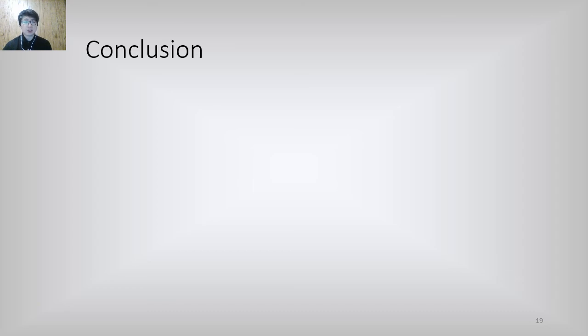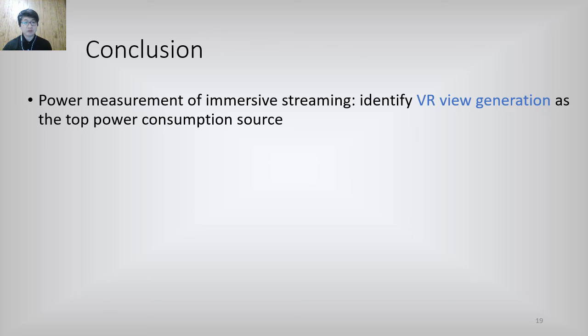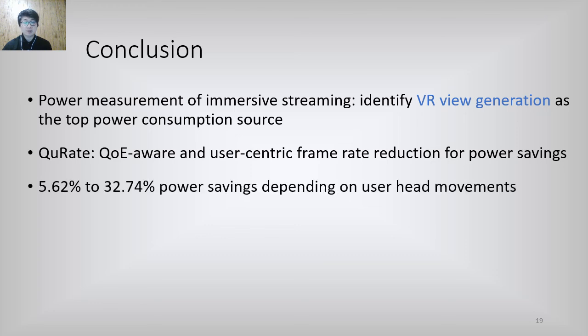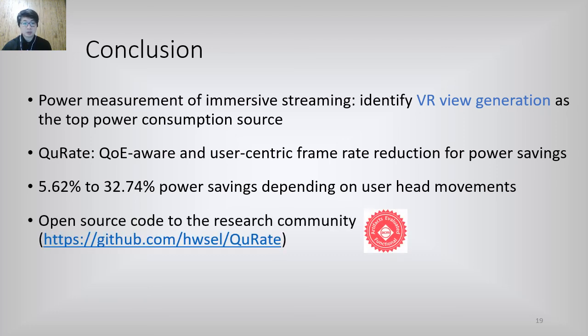So that concludes my talk today. In this paper, we first conduct the power measurement of immersive video streaming and identify video generation as the most power-consuming component. Then we propose QuRate, the QoE-aware and user-centric frame rate reduction for power saving. Our experiment indicates 5 to 32% power savings depending on the user's head movements. We also open sourced our code to the community and received the reproducibility badge from the ACM. And this work is sponsored by the National Science Foundation.